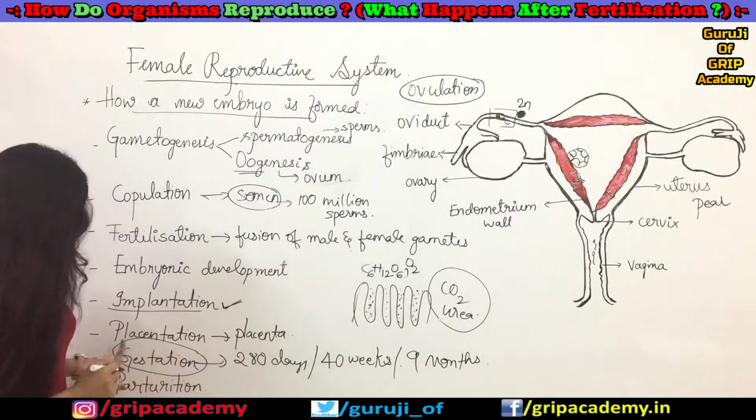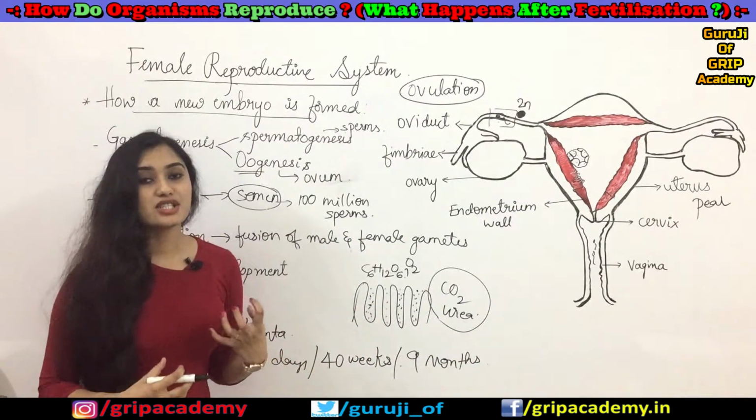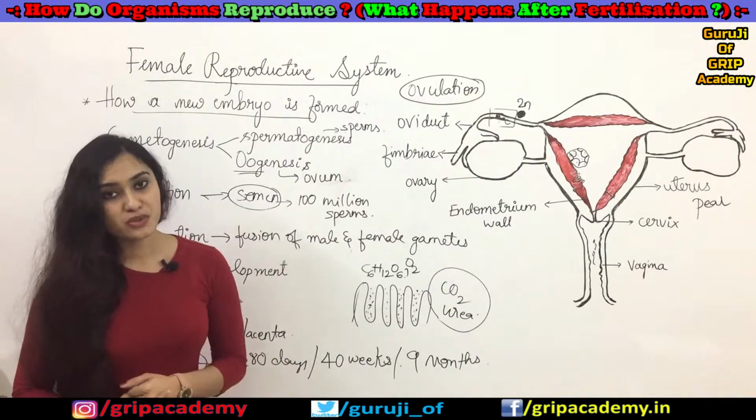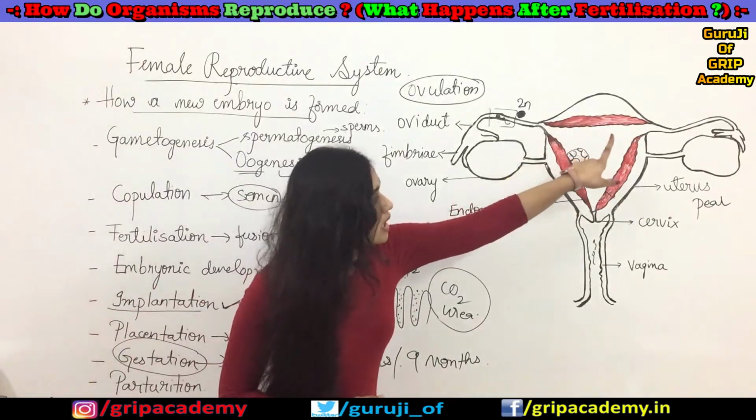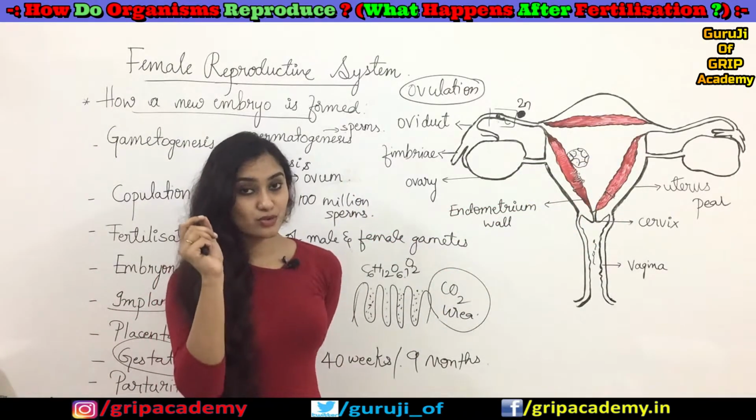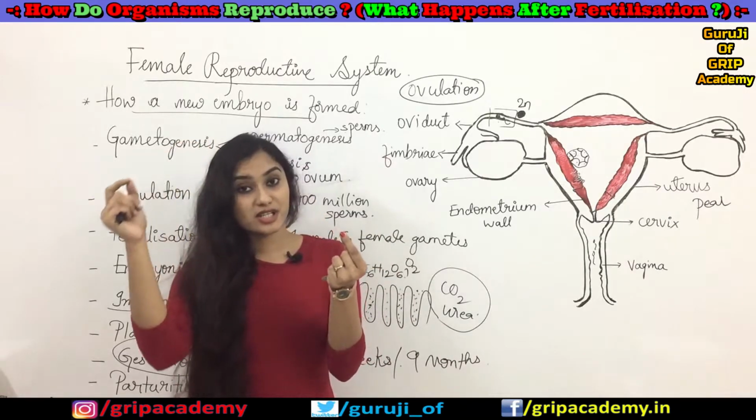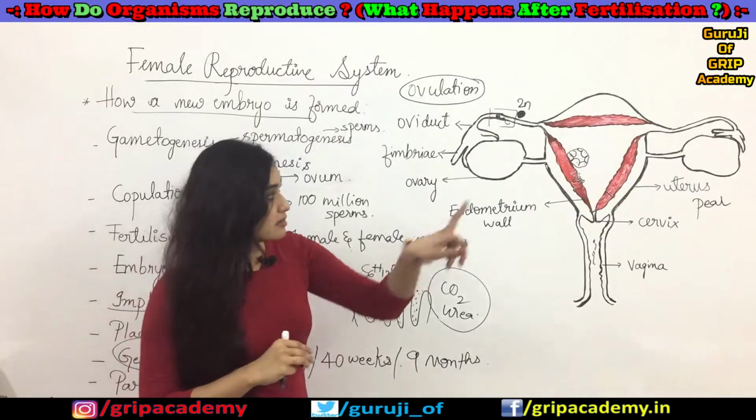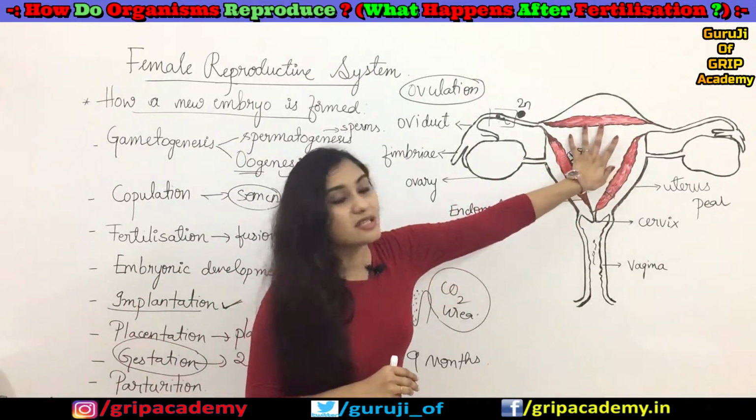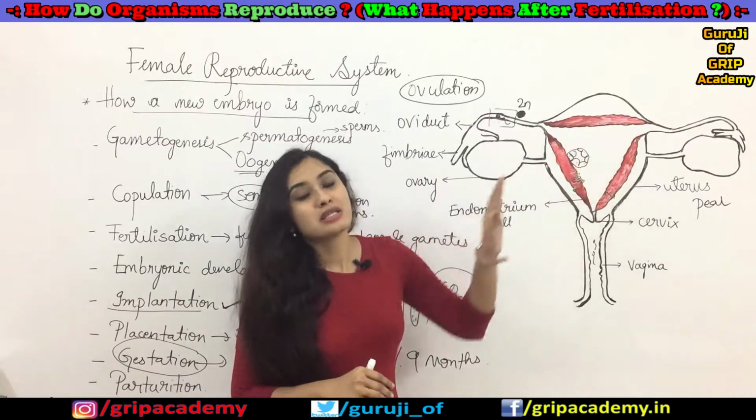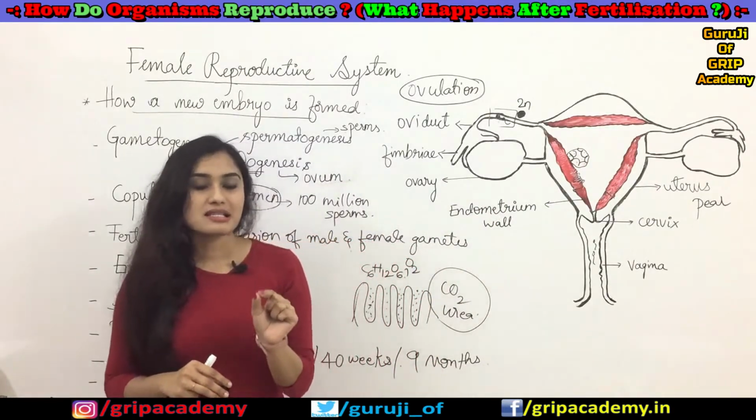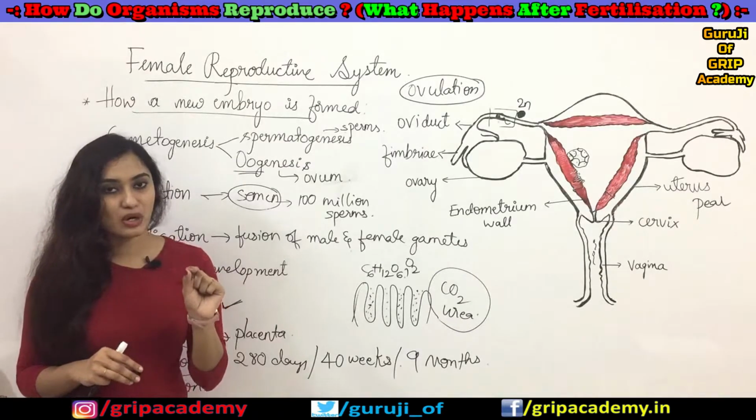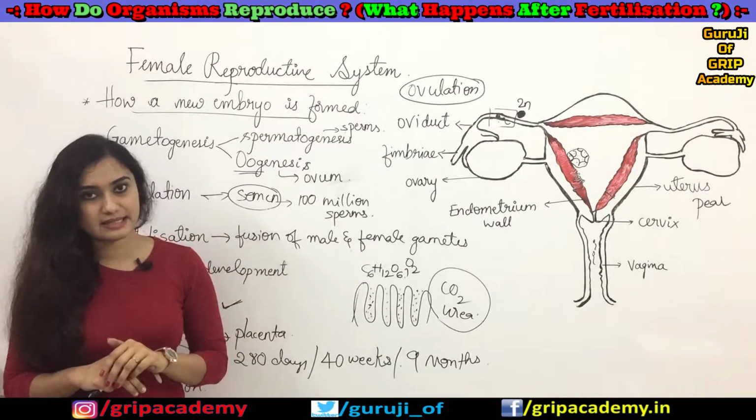So this period of complete growth or development of an embryo inside the mother's uterus or womb, from a single cell, the zygote, till it reaches a complete fetal stage, right? Till that time it grows inside the mother's uterus. So this period we call the gestation period. In humans it is 9 months, or 40 weeks, or 280 days.